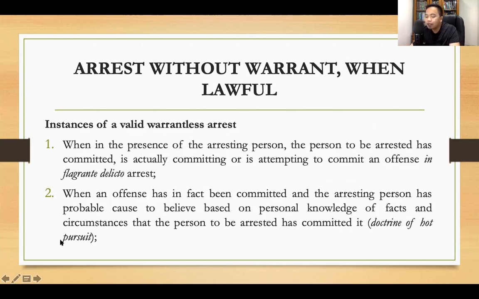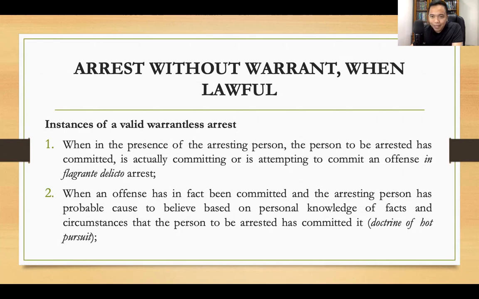Now, the first instance of a valid warrantless arrest. Ibig sabihin, class, even if there is no warrant of arrest, you can still effect arrest under any of these circumstances. Please memorize. Now, the first instance of a valid warrantless arrest is the so-called in flagrante delicto arrest.